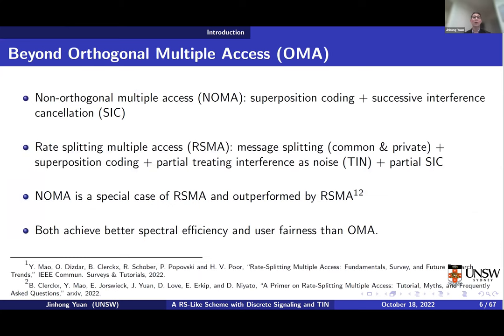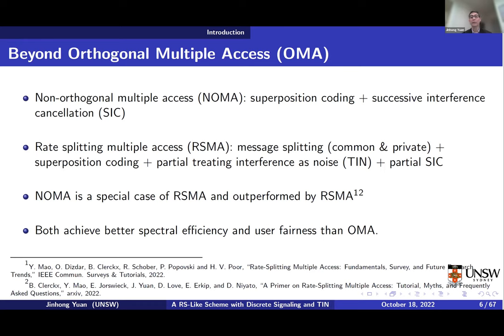So beyond orthogonal multiple access, we now have the broadcast channel, where we use superposition coding and successive interference cancellation, or SIC, to achieve the capacity. Sometimes we also call it rate splitting multiple access, which is a core topic of this special interest group.